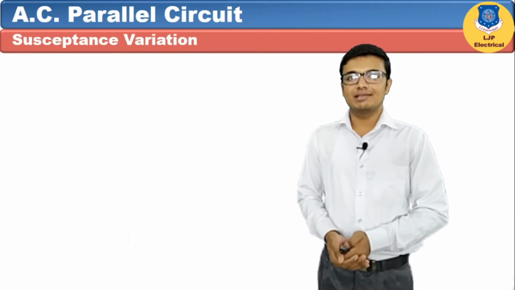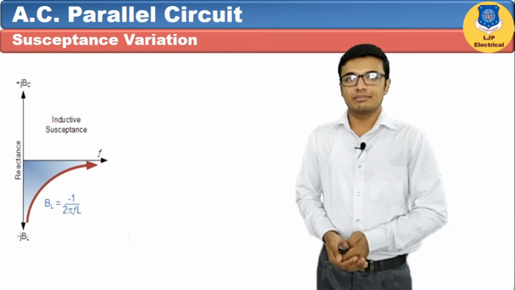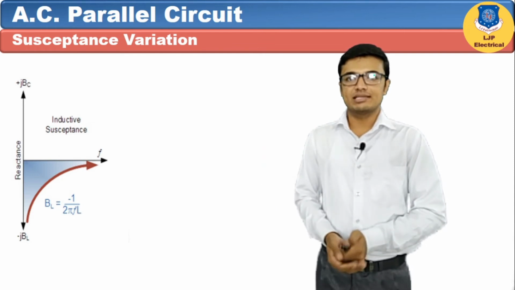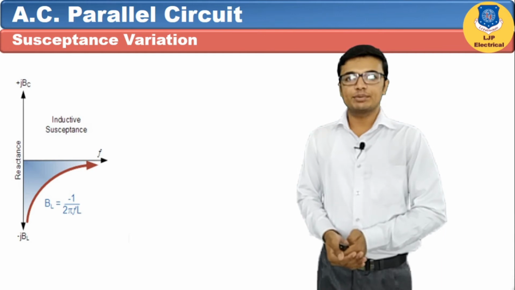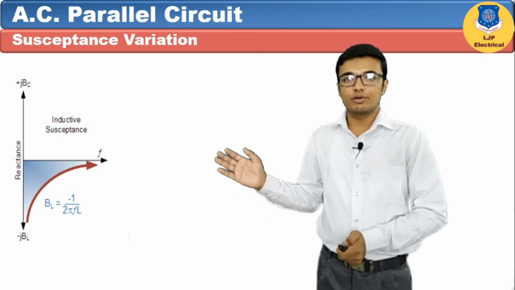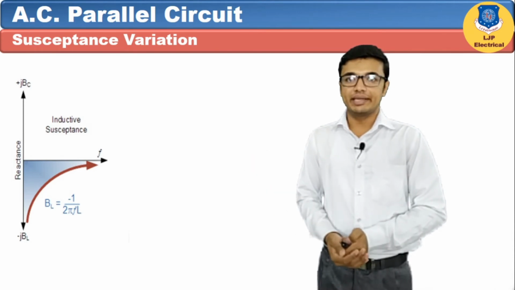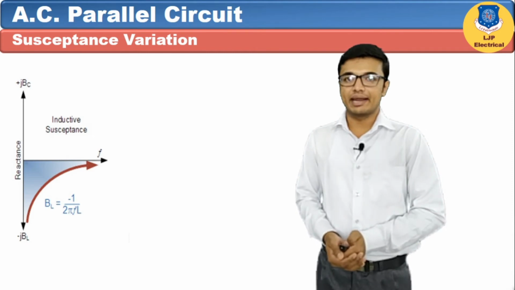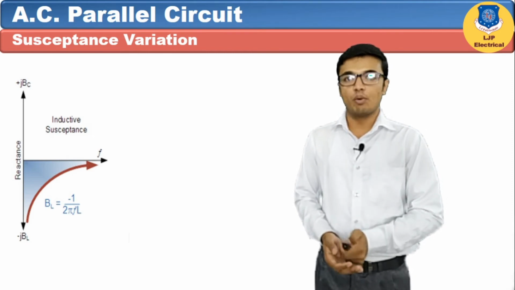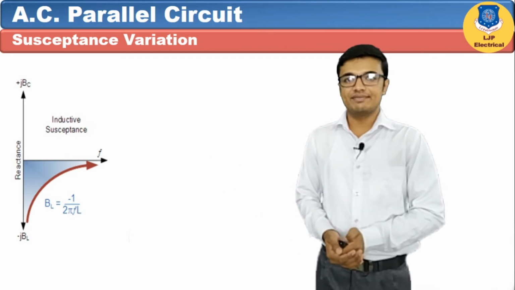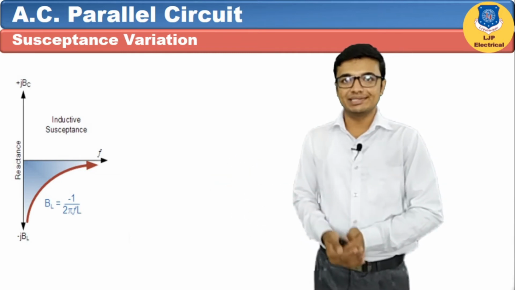Our next topic is susceptance variation. Our first term is inductive susceptance, denoted as capital B with subscript L. Inductive susceptance is the reciprocal of inductive reactance. The equation is BL equal to minus 1 upon 2 pi FL. If we increase the frequency, then inductive susceptance will decrease. The sign of inductive susceptance is negative and its unit is mho. From the graph we can see that at zero frequency the value of inductive susceptance is very high. If we increase the frequency, its value will reduce exponentially.